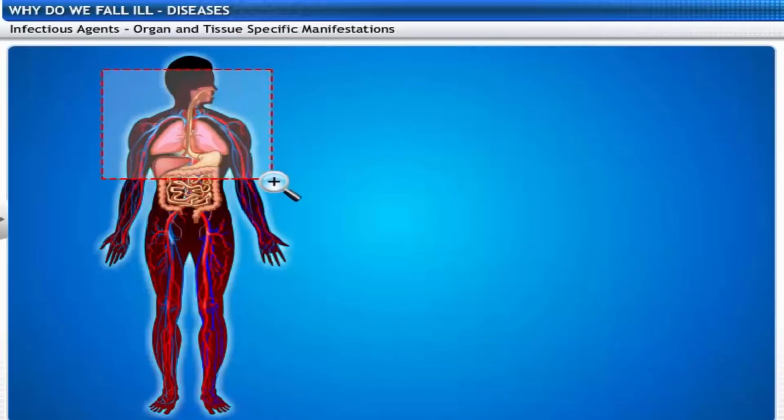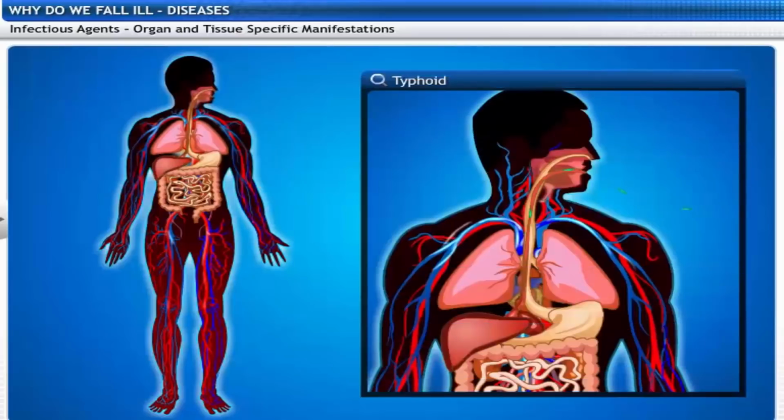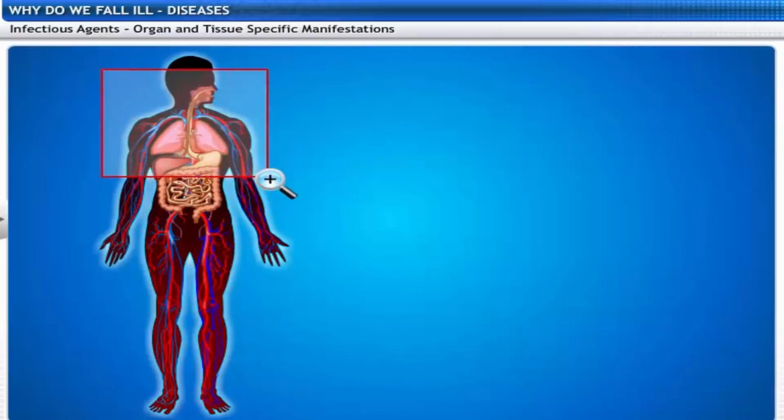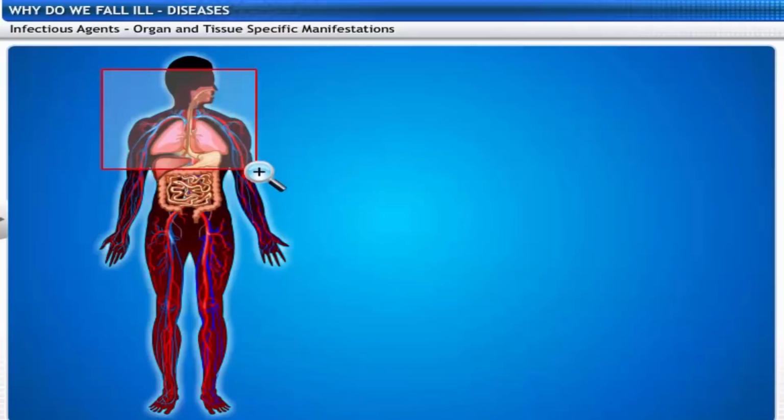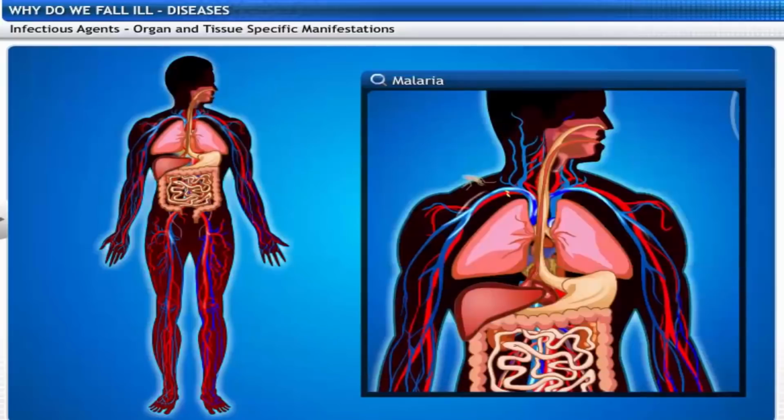If microbes enter through food or water via the mouth, they stay in the gut lining and cause typhoid. If microbes enter the liver, like viruses do, they cause jaundice. Microbes that cause malaria enter through a mosquito bite, go into the liver, and later destroy the red blood cells.